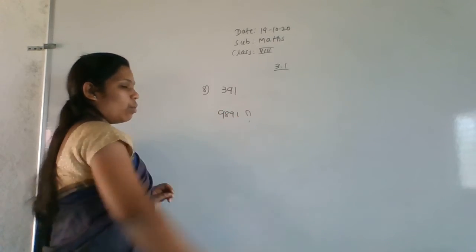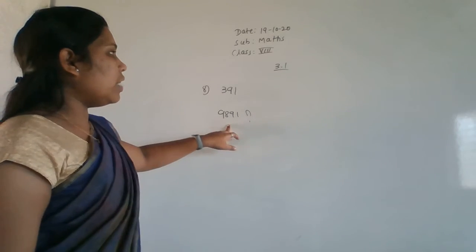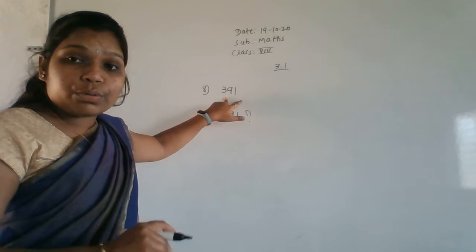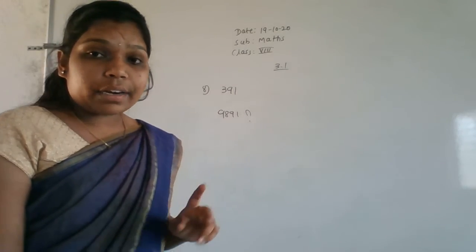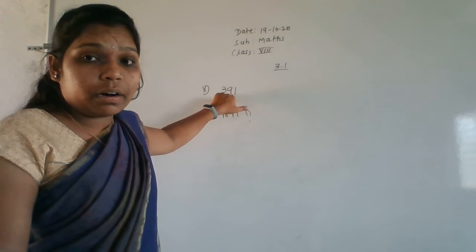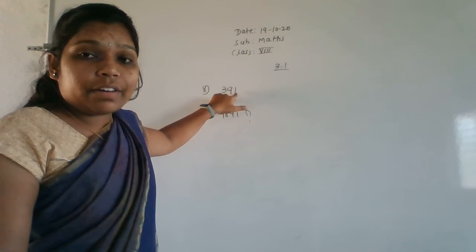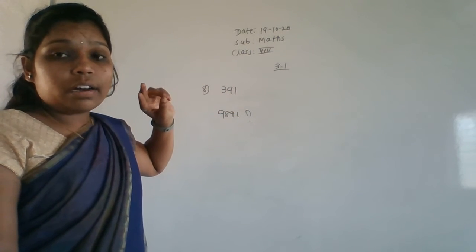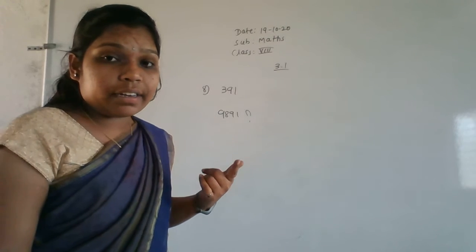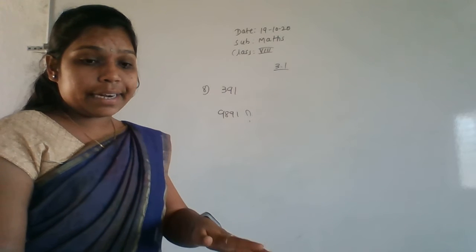Whether 9891 is the square of 391, they are asking. Which rule do we have to use here? If there are n digits in a number, then there are 2n or 2n plus 1 digits in the square of that number. Getting the idea?